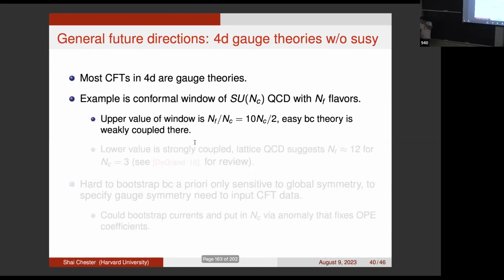Okay, so what are some general future directions? First of all, most of the results without supersymmetry that we discussed were in 3D. But what about 4D?